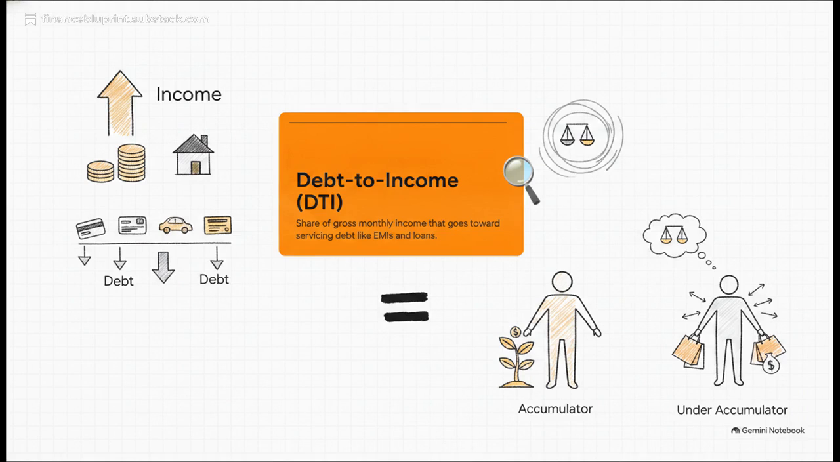Keeping this metric strictly managed is the absolute bedrock of frugality. Because if your DTI gets out of control to fund a high-consumption lifestyle, the math basically guarantees you're going to become an underaccumulator no matter how high your income goes.